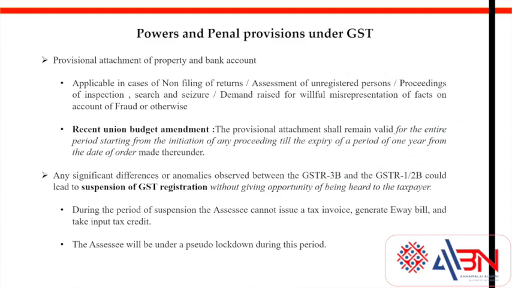Now, going into some powers and penal provisions under GST, this is a recent amendment to provisionally attach property and bank accounts. According to us, this is a very, very serious and draconian power that has been given to the officer. It is applicable in cases of non-filing of returns, assessment of an unregistered person. Like I had mentioned, someone with 18 plus 3 lakhs of turnover would essentially, when they are assessing his liability, get covered over here. Also inspection, search, seizure, and demands raised for willful misrepresentation of facts on account of fraud or otherwise, even mere mistakes. The officer has the power to do this.